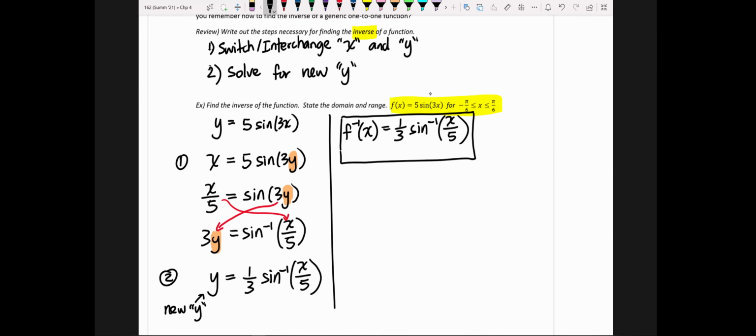Okay, so let's see if we can get the domain and range. I'm going to call on students to help. First, let's get the domain and range for f of x. Then we can switch them to get the domain and range for f inverse. So they tell us in the problem for f of x, the domain goes from -π/6 to π/6, because they tell us the function exists for x values in between -π/6 and π/6. Using our chapter 2 skills, let's figure out the range.